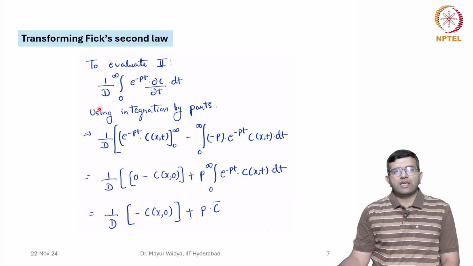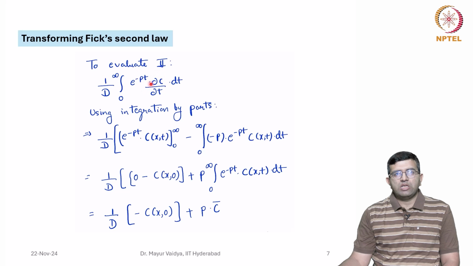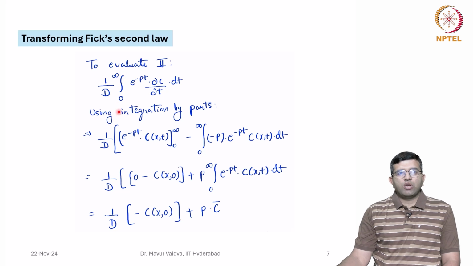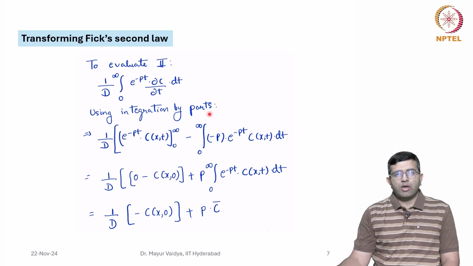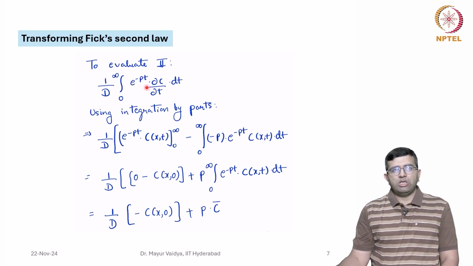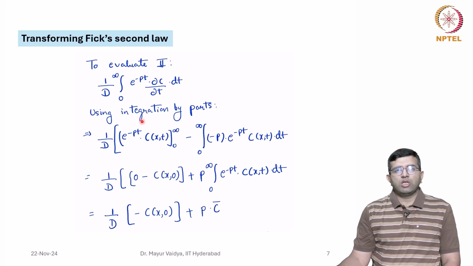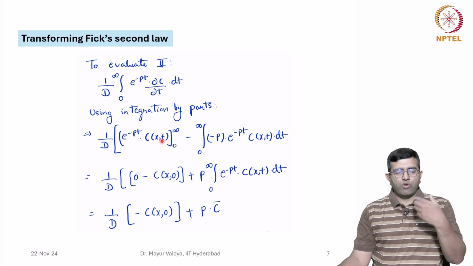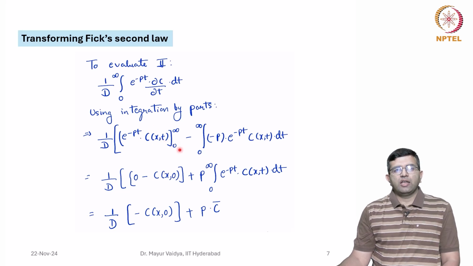Now, how do I evaluate the second integral? The second integral has both the terms in one variable. So, e power minus pt dou c by dou t times dt from 0 to infinity. Now if you use integration by parts, what you get is 1 over d. This is your first function, e power minus pt, and the integral of dou c by dou t is nothing but c. I have just written here c of x comma t, and then after putting the limits, from 0 to infinity, it becomes a little more clear, minus the integration from 0 to infinity of the derivative of this function.